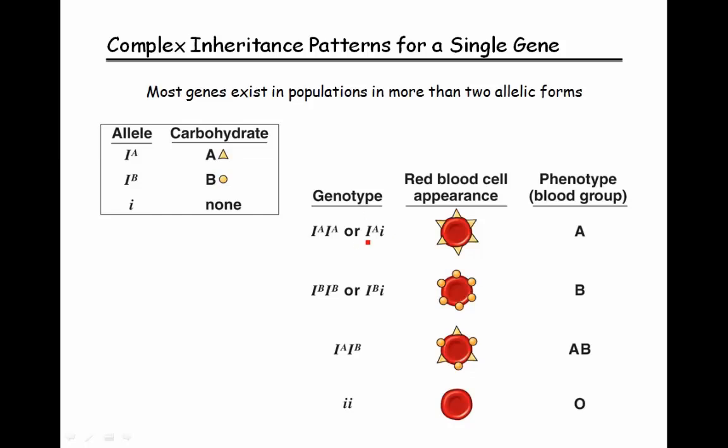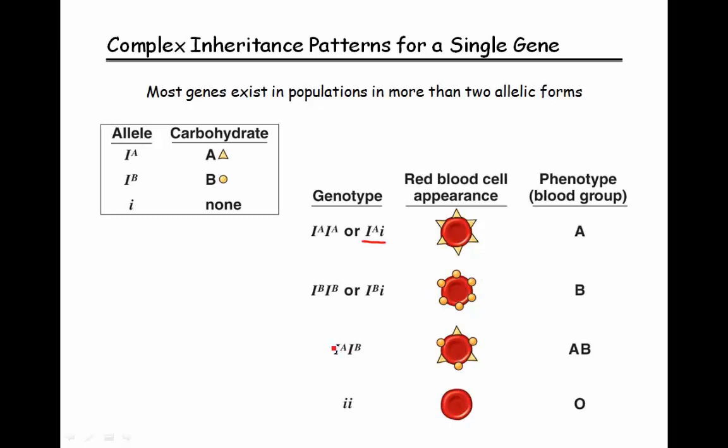If you are heterozygous in this condition, so if you have the IA and a little i, because the little i doesn't produce protein, the red blood cells are really going to look exactly the same. So that would also be someone that has type A. With type B blood, the genotype homozygous for IB is going to produce lots of circles. That's called type B blood. And then if you're heterozygous and have IB and a little i, then you're also going to have red blood cells that have the circles on the outside. So that would also be type B.